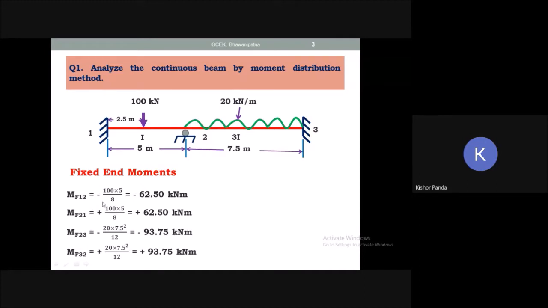Already you know MF12, when the concentrated load is present at the midpoint of span 1-2. So what is the moment? Minus WL by 8, that is minus 100 into 5 by 8, which is equal to minus 62.5 kilonewton meter. Then MF21 is equal to plus 100 into 5 by 8, that is plus 62.5 kilonewton meter. Then MF23 is minus wL square by 12.